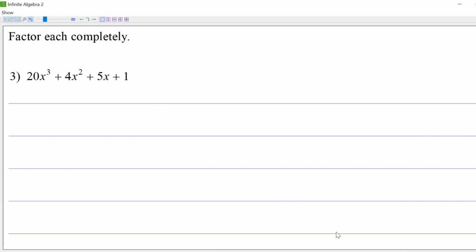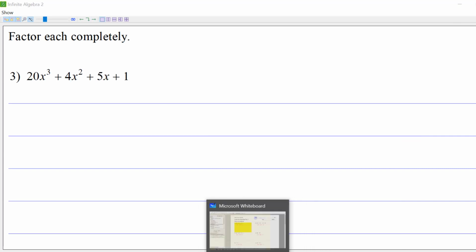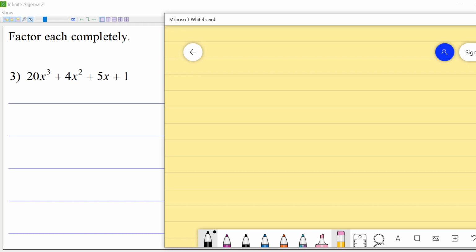Okay, we've got another one here. So this one looks like it's pretty easy. It's really similar to what you did in the previous assignment. It has one slight difference. It looks easy though. Hope it does at least.